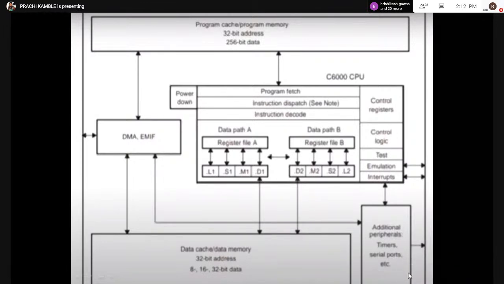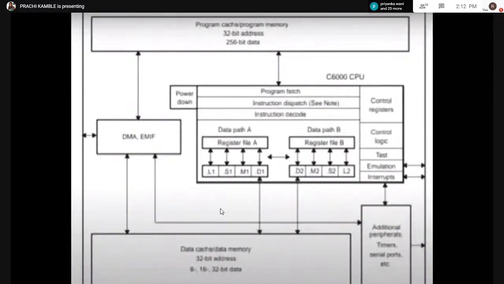Okay, now here we can see that there is a separate program memory and a separate data memory. As we know, DSP architecture is based on Harvard architecture. This is a computer architecture, a hardware architecture, where the data memory and program memory are separate. So here we can see a separate data memory and a separate program memory.